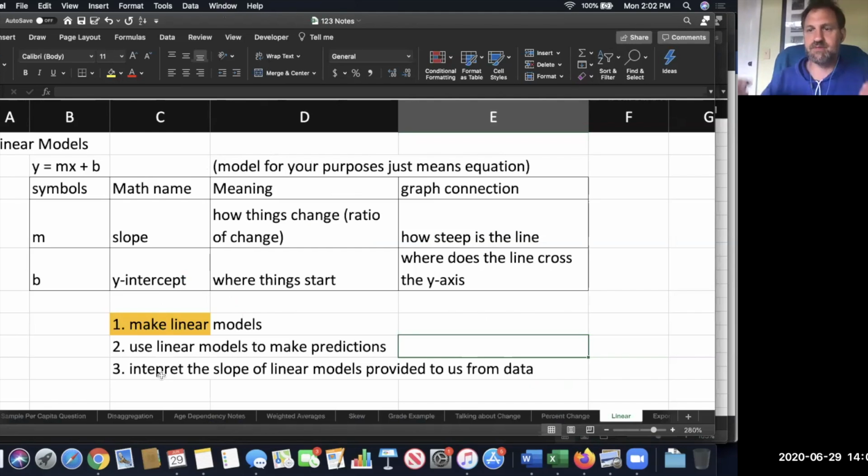I want to make the connections. We're going to use them to make predictions, and we're going to interpret the slope of linear models provided to us. That might be the one that I cut and just make a separate video for you to watch.